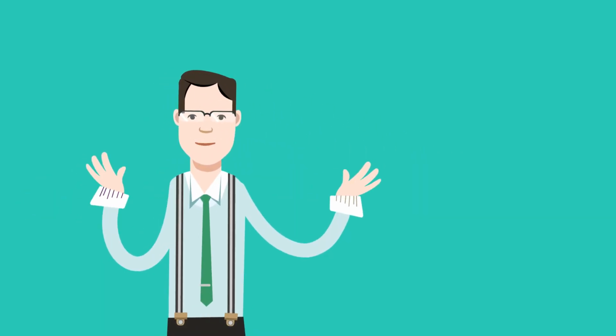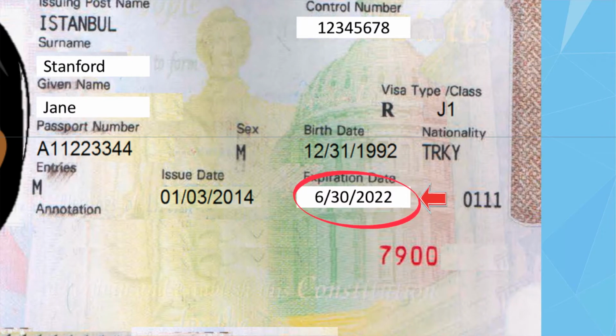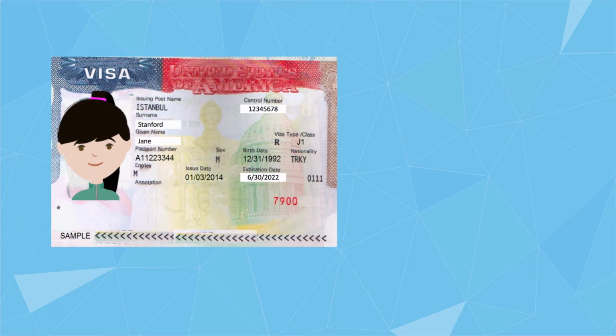Now, let's take a look at the visa stamp located in your passport. The visa stamp tells you the visa type you were issued, whether you're allowed multiple entries or just a single entry, and the expiration date of your visa. All of your visas should either be the F or J type. The expiration date of your visas will vary depending on the country you are from and the relationship between our countries. The expiration on your visa does not need to and often does not match the program end date on your I-20 or DS-2019. The visa is used only for entering the United States.